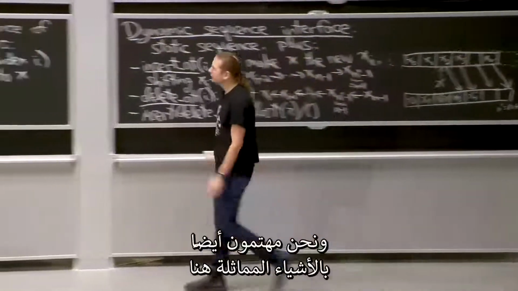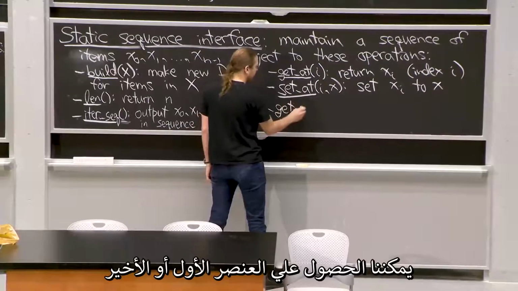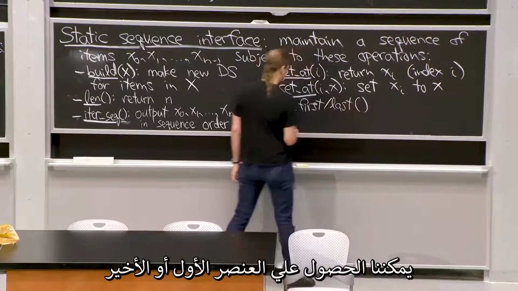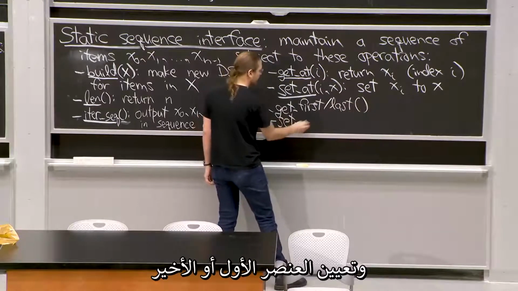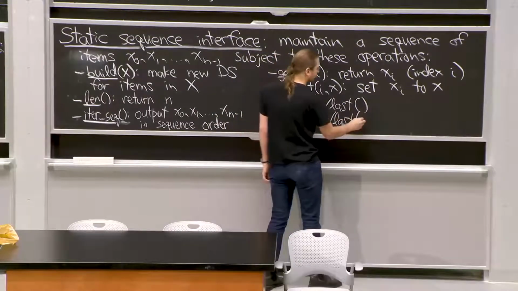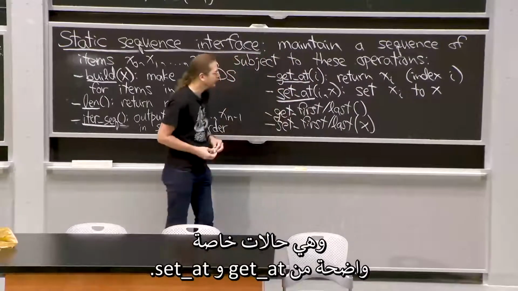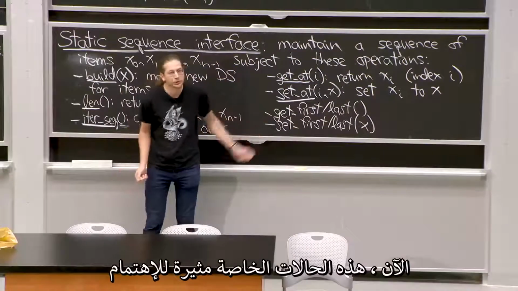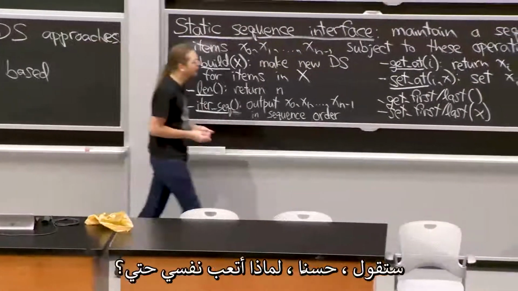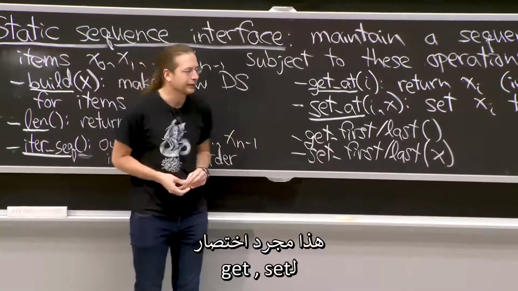And we're also interested in the similar things here. We could do get first or last, or set first or last, which are the obvious special cases of get at and set at. Now, these special cases are particularly interesting in an algorithms context. If you were a mathematician, you would say, well, why do I even bother with this? This is just shorthand for a particular call to get or set.